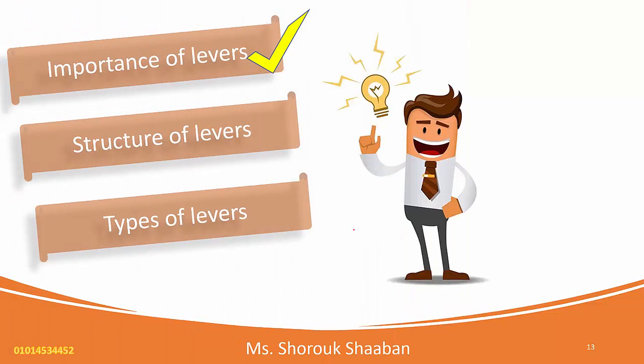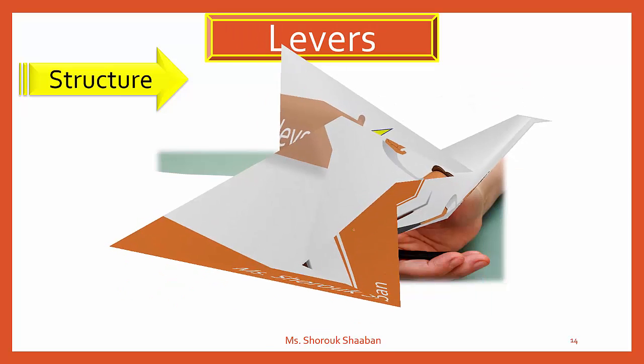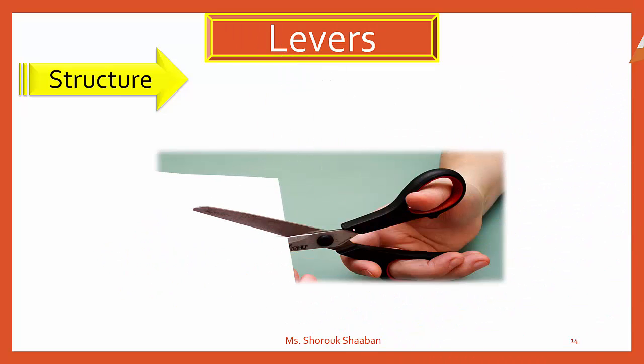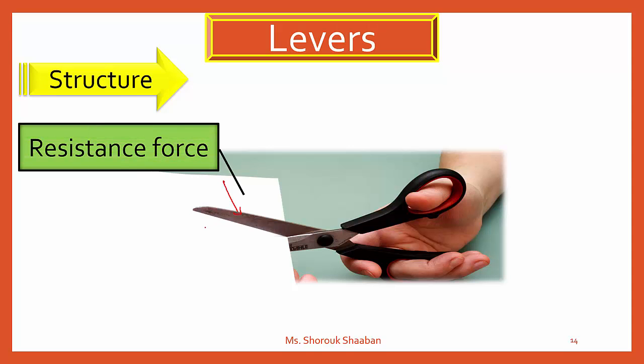Second point we have here is the structure of lever. Actually, any lever must be composed of 3 main parts. The first part is the part which is working on the object. What I'm cutting here? Paper. So this piece that's cutting the paper is called resistance force. Again, this piece of the scissor, this metal piece, is called resistance force.